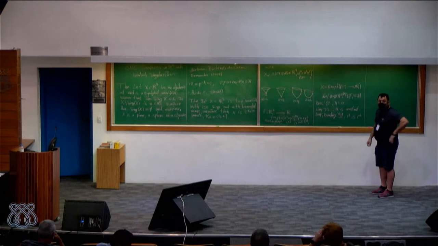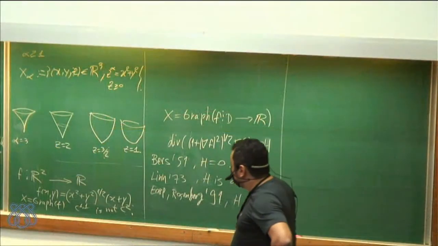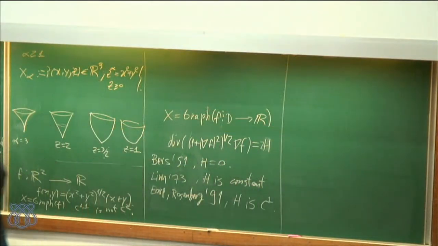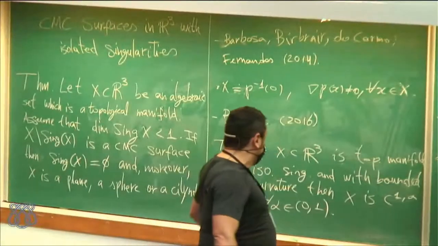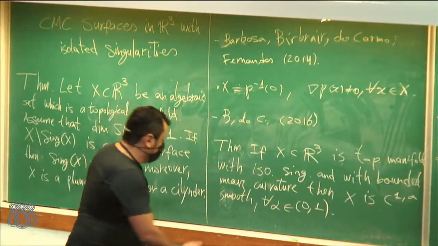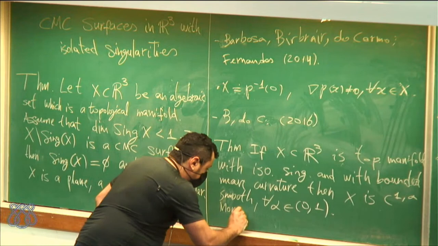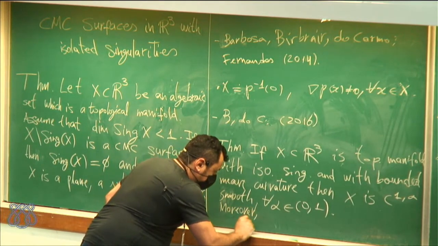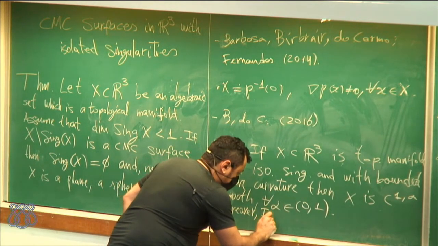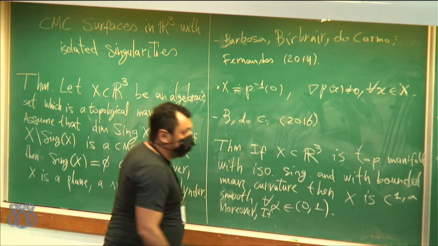Let me give some hints of how to do that. Because now, we have to start working with the second statement, a second theorem. Moreover, the mean curvature is C alpha.